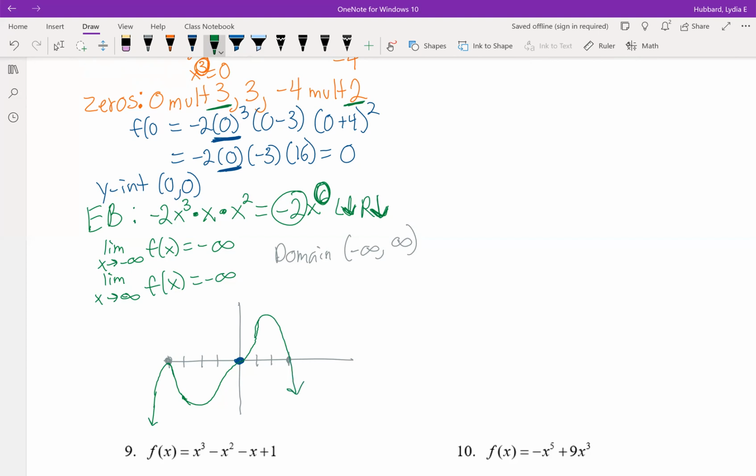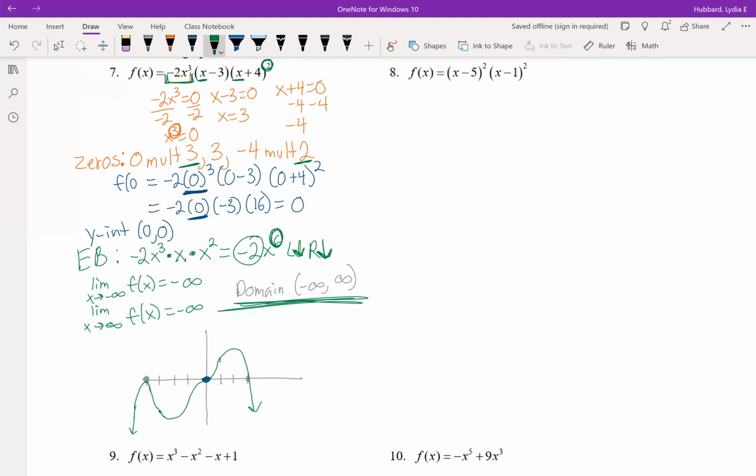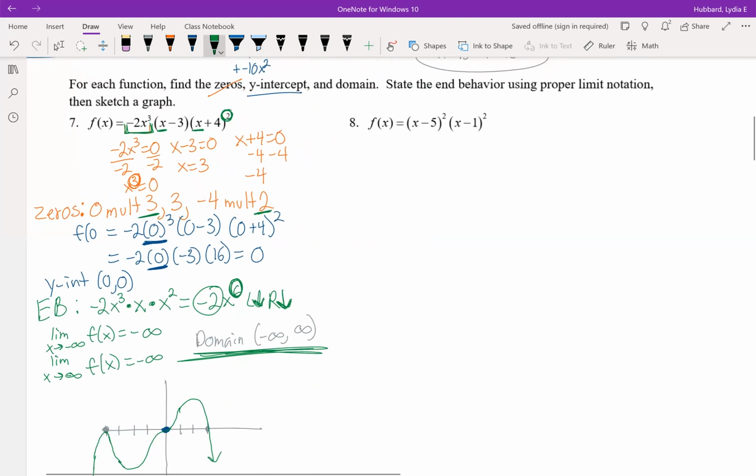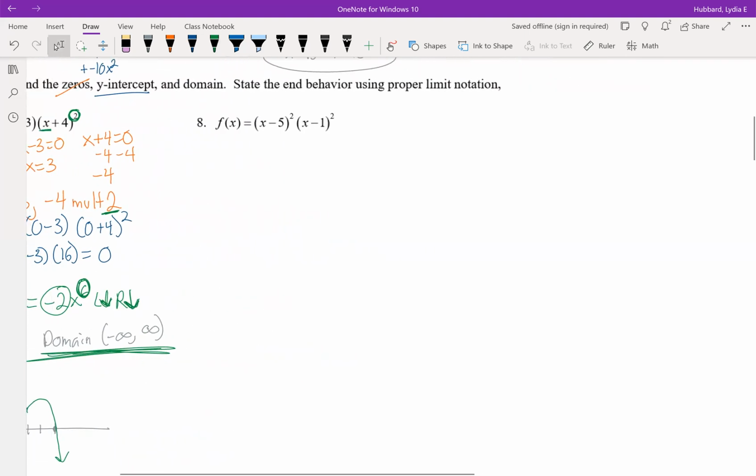Your graph does not need to look exactly like mine, but it should look relatively close in regards to the multiplicities and the end behavior. And so that's how that graph would look. And again, we stated that the domain is -infinity to infinity. We can check that and we're clearly correct. Okay, moving on to number 8.